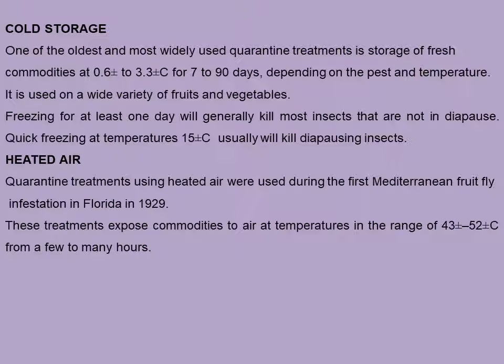Cold storage. One of the oldest and most widely used quarantine treatments is storage of fresh commodities at 0.6 plus or minus 3.3 degrees centigrade for 7 to 90 days, depending on the pest and temperature. It is used on a wide variety of fruits and vegetables, and this is the reason we use refrigerators in our houses to store fruits and vegetables, and certain other stored commodities are also stored in the refrigerator to prevent infestation of insects.